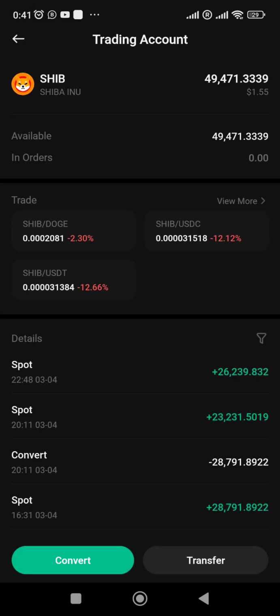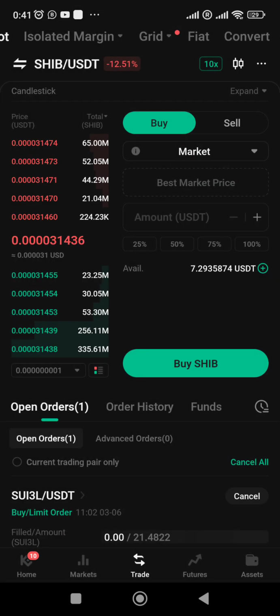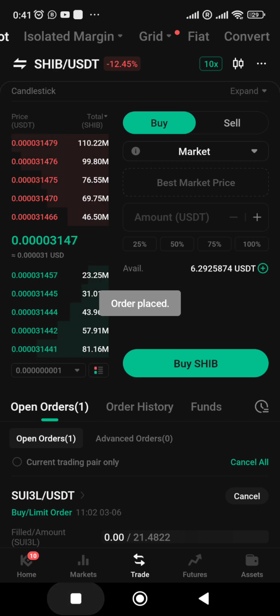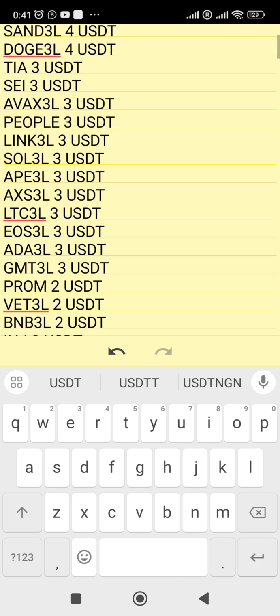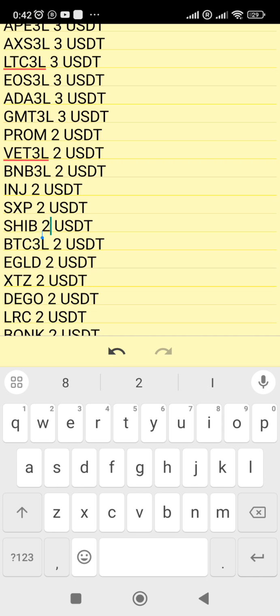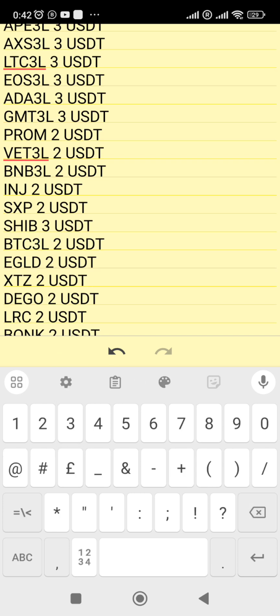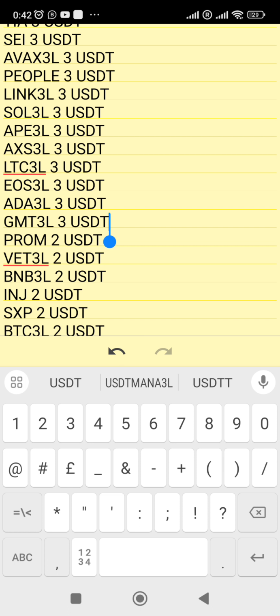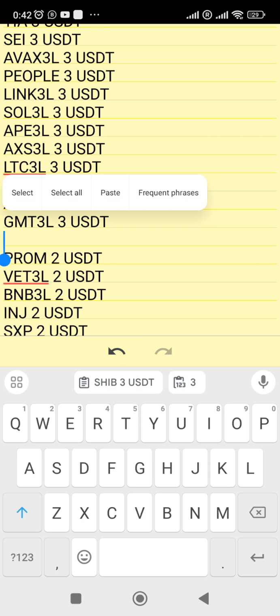SHIB/USDT. That's the pair I will click on. And then I buy 1 USDT, right? And then I go to SHIB in my notes, change it to 3, select, cut. Please always remember to change the figures in your notes when you buy more or you sell.